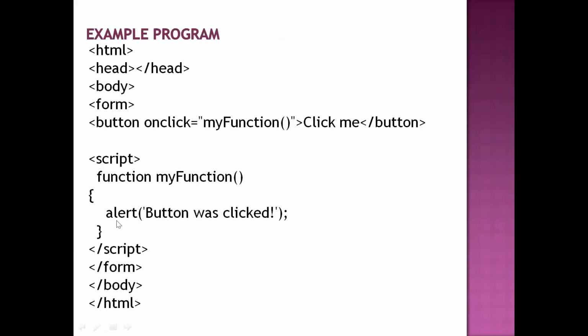Inside the function, I am just printing one message, a button was clicked, using an alert box, right? So in this example, what is the event, who is the event source and who is the listener? Here the button is the event source and the event is on click. The listener is my function. Whenever I click on the button object, the on click event is automatically generated. That on click event will be handled by calling my function. Inside my function, I am just printing one message.